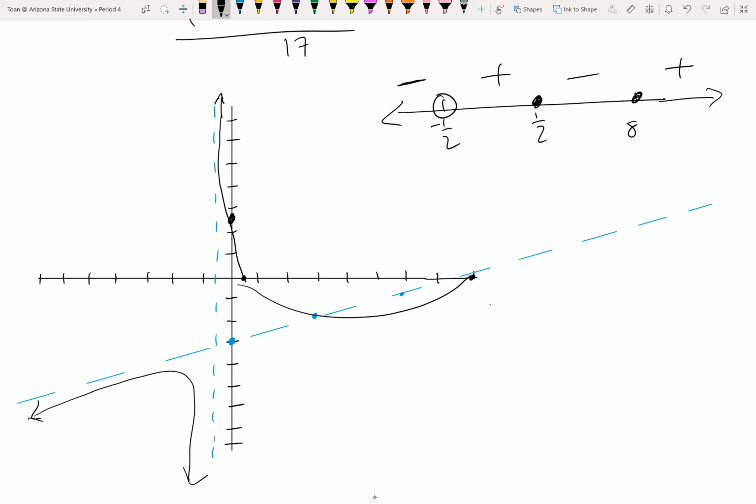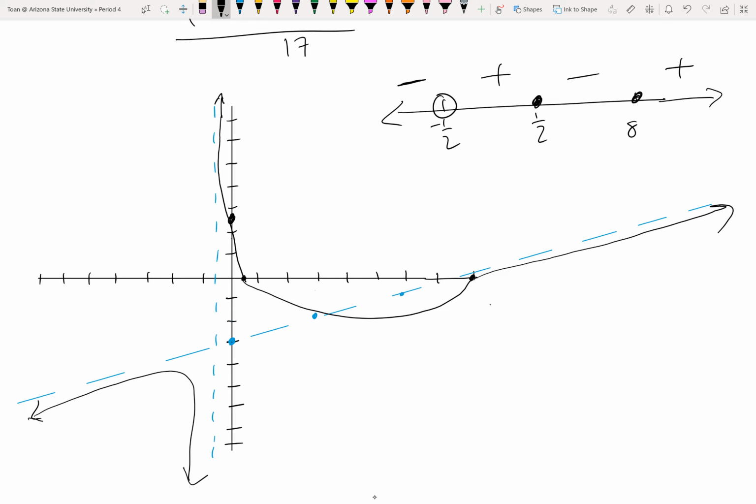Does he swoop like this? Does he swoop down here? I'm not going to be too picky as long as you have the general shape because we're not at that level yet. So just make sure you connect the dots and then follow the horizontal slant asymptote. So how come it's not staying with that asymptote?